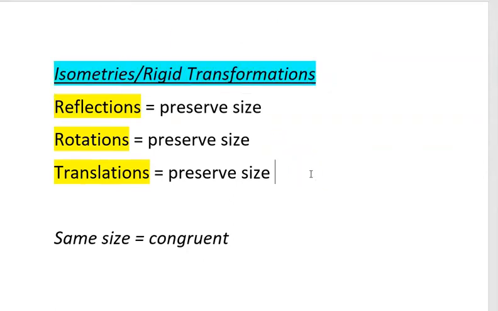So this can be used as a way of showing that things are congruent by showing that if I need to, I could move from one to the other by a reflection or a rotation or a translation, or maybe a combination of those things. Because if the only thing I do to get from point 1 to point 2 is one of these, then I haven't changed the size, so they must be congruent.